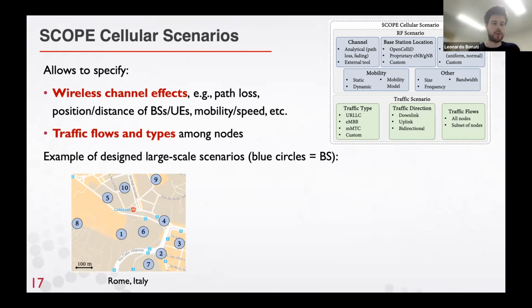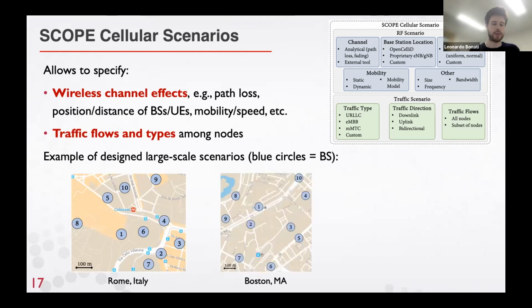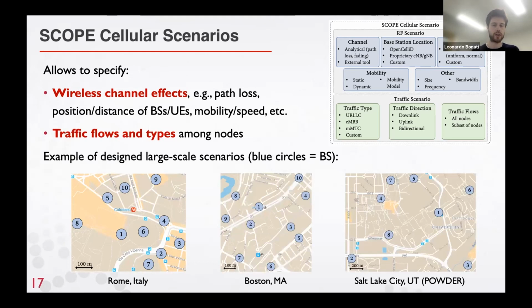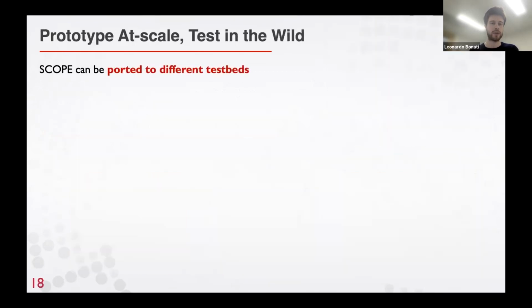As an example of scenarios that we created, there are the Rome scenario, the Boston scenario, and the Salt Lake City scenario, like the one we were showing earlier. And these are all scenarios ready to use in Colosseum.